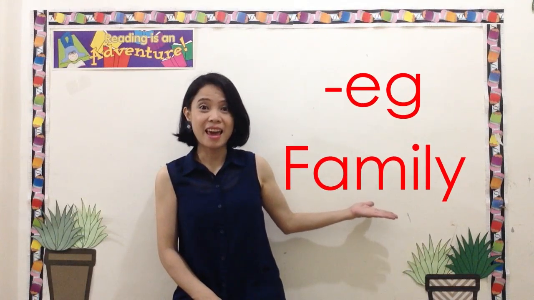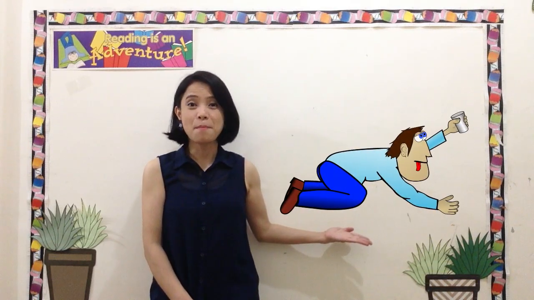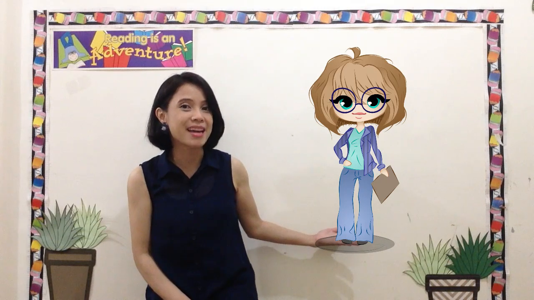For today's reading lesson, I will help you learn to read the Egg Family. Help me name the picture that you will see on the screen. Here's the first one. Say bag. Next one. Leg. Keg. Bag. And the name of this girl is Meg.